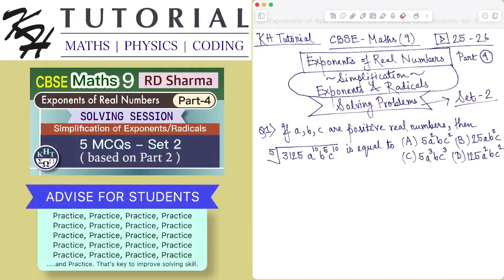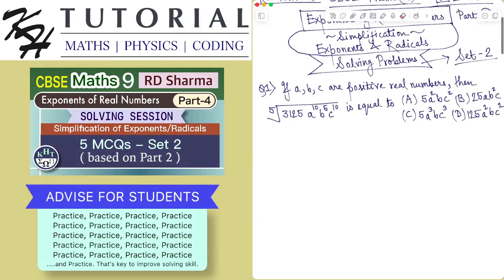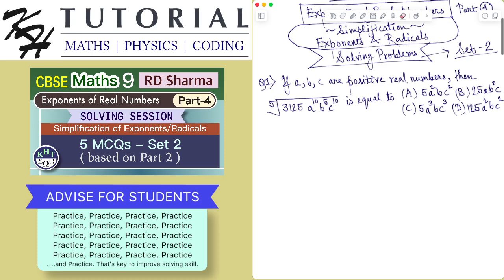Okay, so the first problem says, if a, b, c are positive real numbers, then we are given an expression. This is a radical expression. So clearly this is the principal fifth root of whatever there is inside the radical sign. This is the radicand.